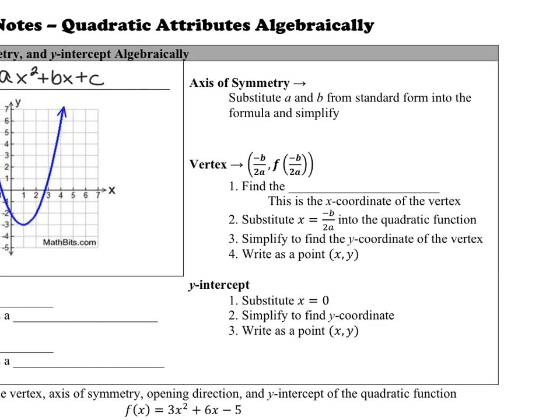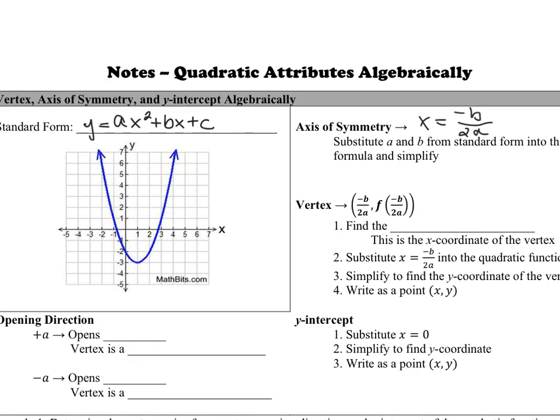So the first thing we have is the axis of symmetry. Remember, that's the line that goes right through the center of your quadratic and cuts it directly in half. Here's the formula to find the axis of symmetry. It's always x equals, remember, because it's a vertical line, negative b over 2a. That's how you find the axis of symmetry. So you're actually going to use a and b from your standard form equation to plug into this formula.